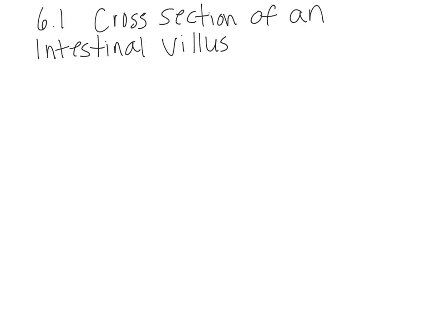Okay, this next drawing is from 6.1. It is the cross-section of an intestinal villus. Again, this is definitely a drawing that you should know how to do, and again, you may be asked to annotate some of these features with their function. All right, so the villus, again, is one of the finger-like projections in the small intestine. Down beneath it would be that circular and longitudinal muscle.